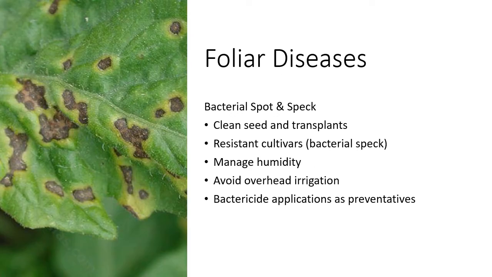In order to manage bacterial spot and speck, again, I'm lumping them together, we must start out with clean seeds and or clean transplants. Avoid bringing these pathogens into our high tunnels is absolutely critical. Resistant cultivars are available for bacterial speck, and I highly encourage any grower who has a history of bacterial speck in their high tunnels to go with resistant cultivars. Again, there are several available on the market.